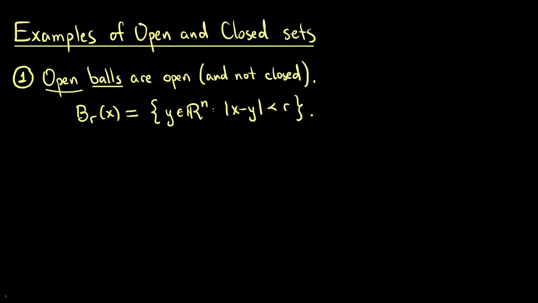Okay, so let's check that this is open. In order to check that it's open, I need to know that every point belonging to this ball has the property that I can find another ball centered at that point which belongs entirely to the ball. So let's prove it. Let's select our favorite point Y in B_R of X, the ball centered at X of radius R. What does this mean? This means that the distance from X to Y is less than R. Again, remember that this notation represents the Euclidean length of this vector.